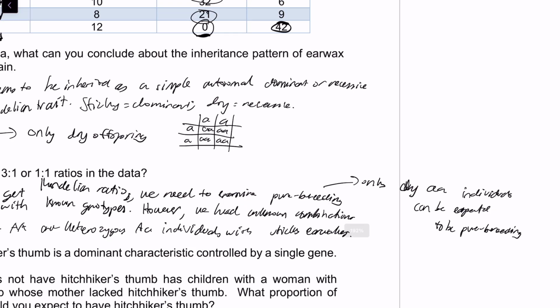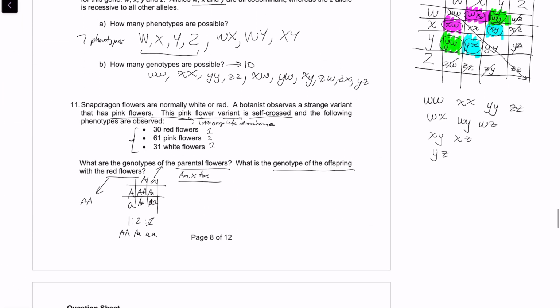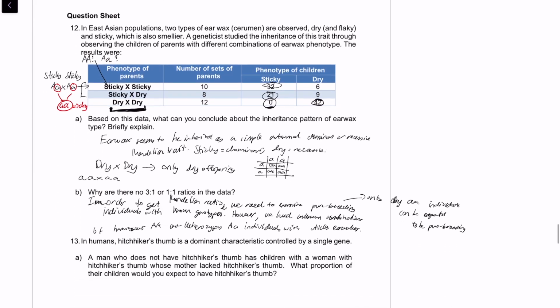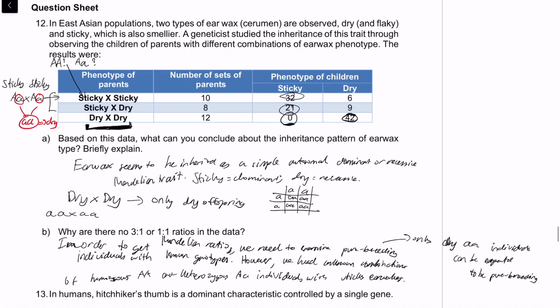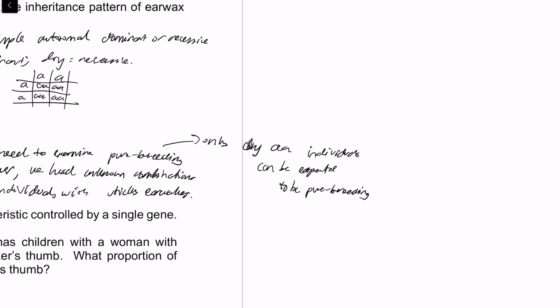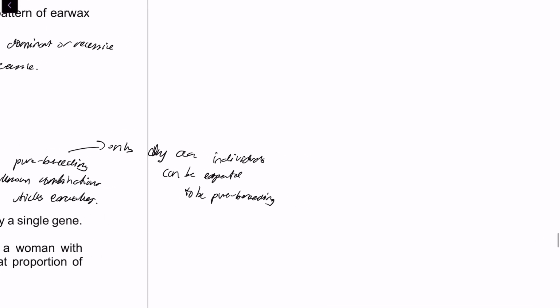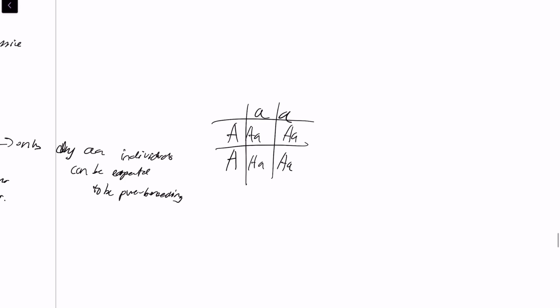Okay? Because as we remember from the previous questions, Mendel's laws of the 3-to-1 and the 1-to-1 ratios are a result of pure breeding parental generations, right? So if we have this happening, we know that they're homozygous, then we know we're going to get the heterozygous for all of the offspring.